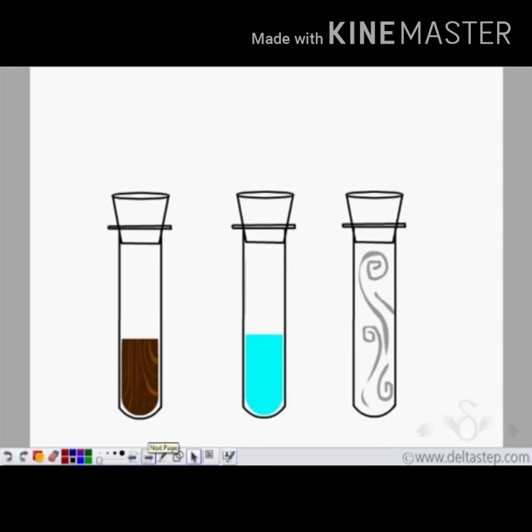So here we'll perform an experiment. We'll try to check for the compressibility of the three states. In the first test tube, we have a solid piece of wood. In the second test tube, we have a liquid, in this case water. And in the third test tube, we have a gas which is enclosed in the third test tube. They're all corked initially. Now we'll try to compress them. We'll bring a piston and we'll see how much we are able to compress these three states. So let's see.